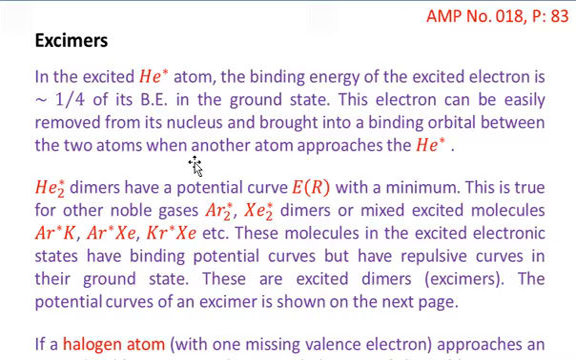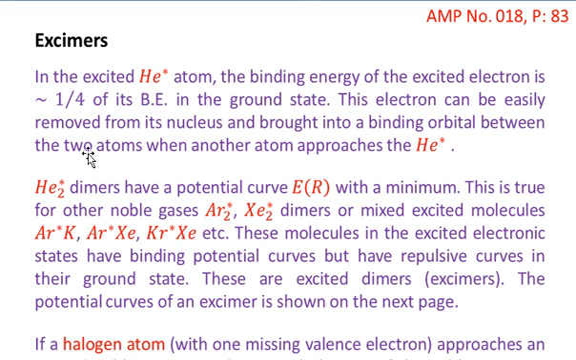Excimers. In the excited helium atom, you know that this star indicates that the helium atom is in the excited state. So in the excited helium atom, the binding energy of the excited electron is of the order of one quarter of its binding energy in the ground state. And you know that helium has two electrons, so I am talking about the excitation of one of these electrons. The excited electron in that helium atom has a binding energy of the order of one quarter of the binding energy of that electron when it was in the ground state.